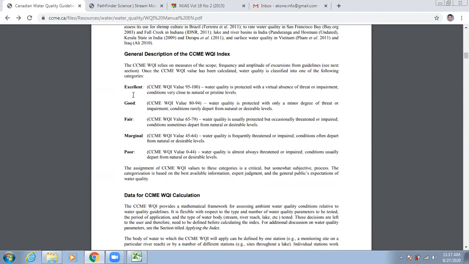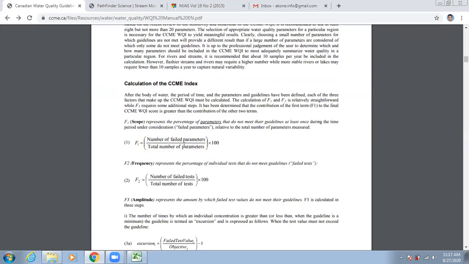Here you can see the water quality index in terms of excellent, good, fair, marginal, or poor. Depending on it, the range is from 1 to 100, as with the air quality index. Of course, it was most popular.